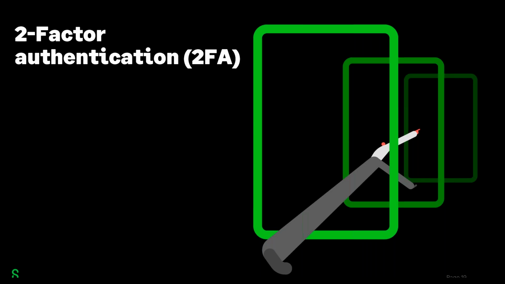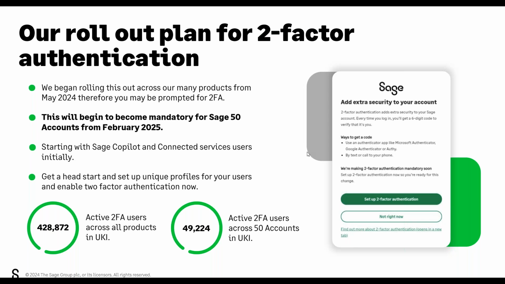Okay, so next we're going to be looking at two-factor authentication. This is probably something you've heard us talk about previously, but two-factor authentication is going to be rolled out from February. It was originally November, but we made the decision just to push that back slightly. But we did begin rolling this out across some of our other products from May 2024. So you may have already been prompted for two-factor authentication details.